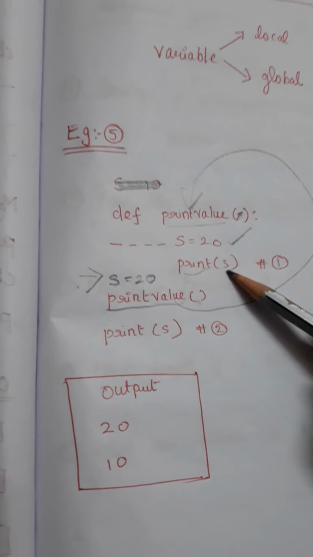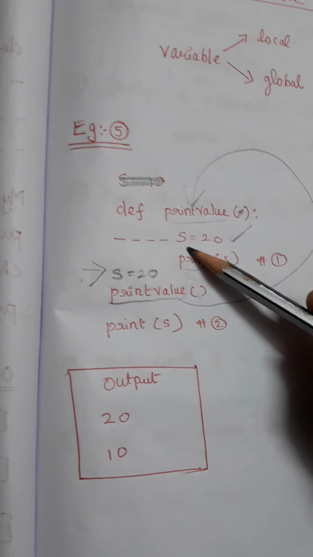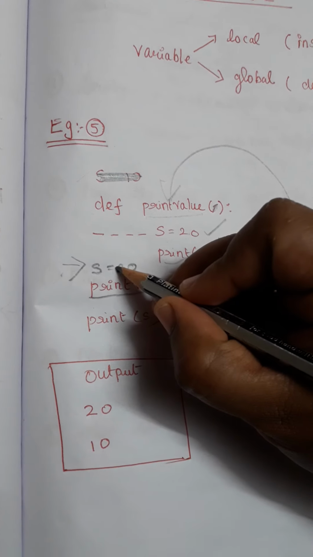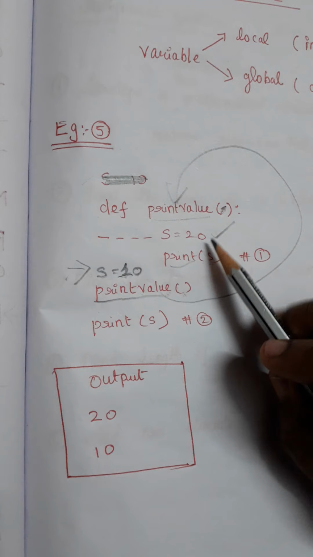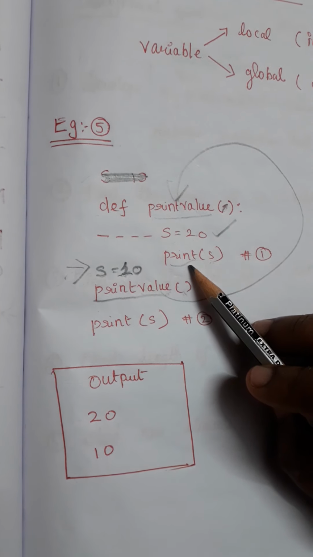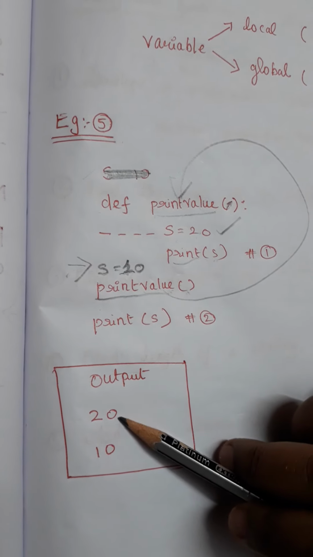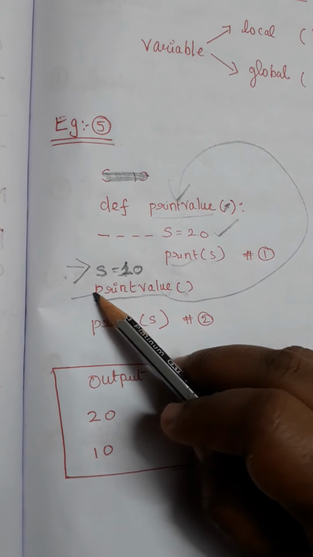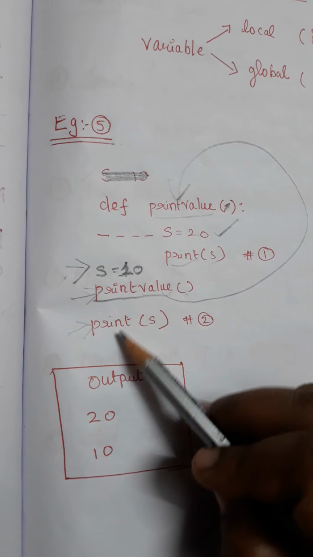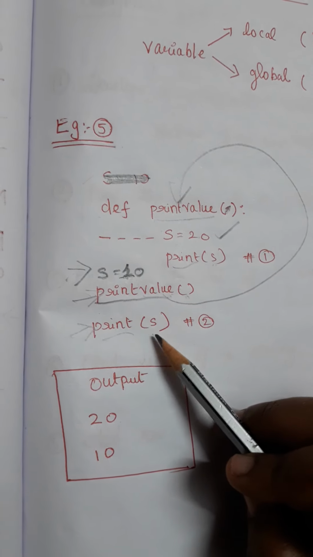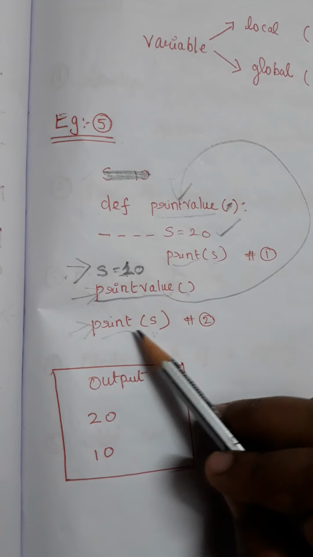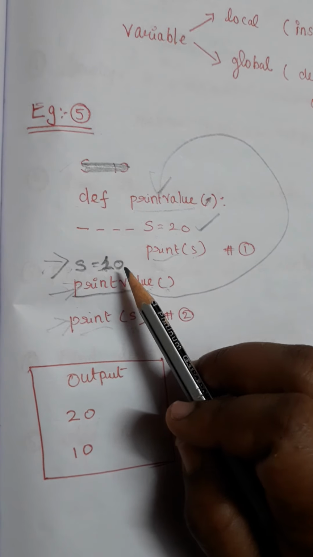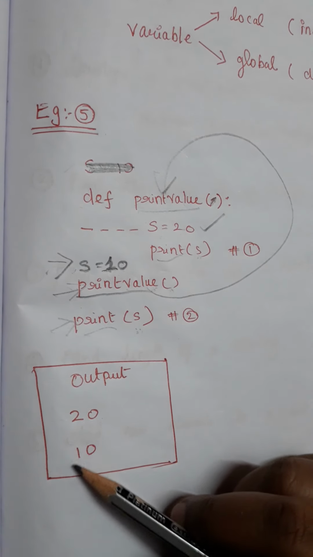The interpreter checks whether s is defined inside the function. Yes, s is defined inside the function. The value is 20, so it prints the value as 20. Then after this line is over, we come back to the next line. I am printing the value of s. While printing this, the interpreter checks whether s is defined here. Yes, it is defined here. s is 10, so it prints the value as 10.